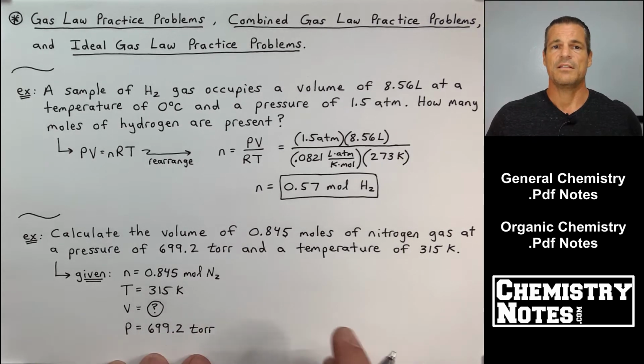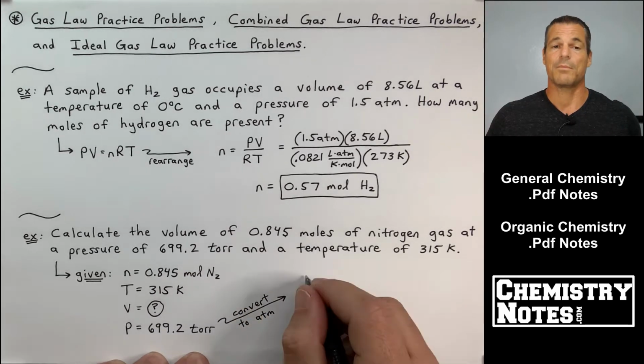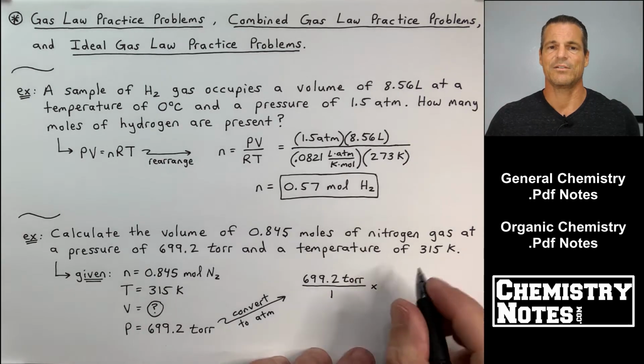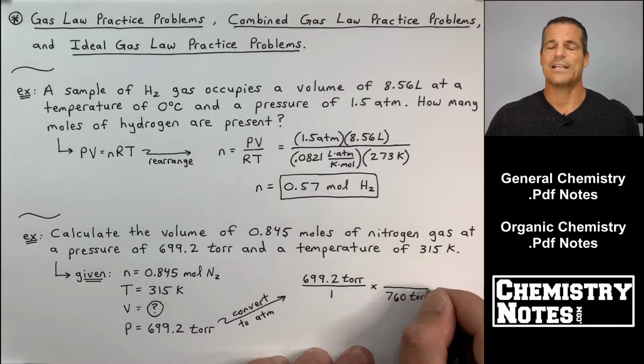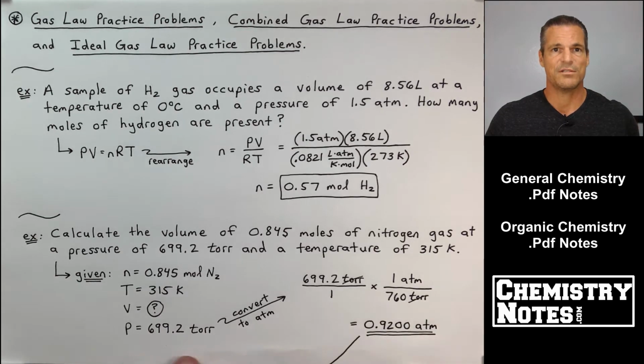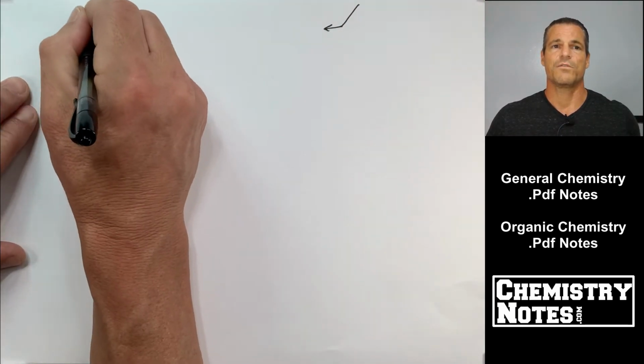Now, n is in moles, perfect. T is in Kelvin, perfect. But our pressure is in torr. I don't want torr if I'm going to use the ideal gas law, remember? In our last video, we talked about units being specific for the ideal gas law. So I can quickly convert torr to atmospheres, and then I'm going to use the pressure that I now have in atmospheres, and I'm going to solve for my volume.